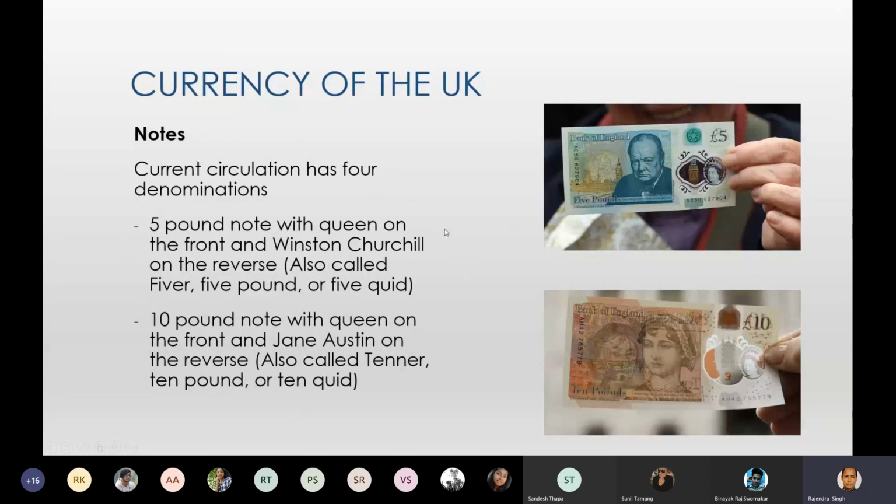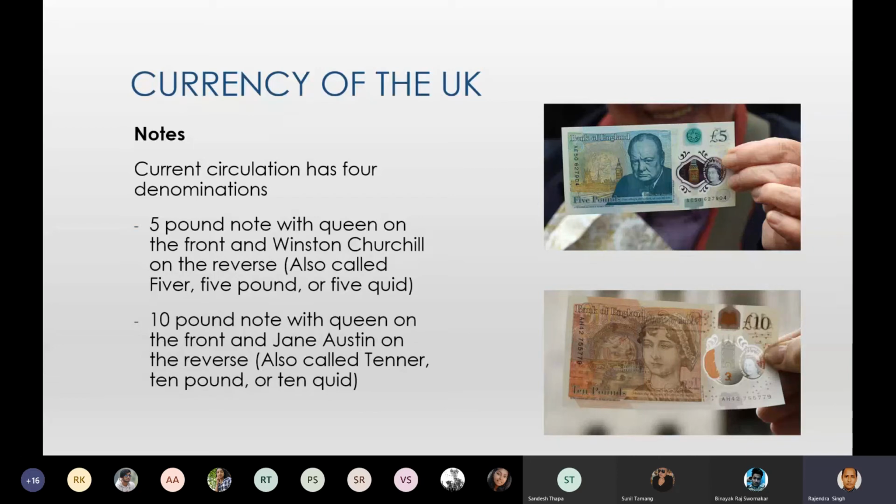Okay, so let's look at the currencies in the UK. Currently, there are only four cash denominations in the UK. Previously there were other pound denominations, but they are not in circulation anymore. Cash money used to be paper money. Now all the currencies are made of polymers or plastic. The first denomination, the lowest cash denomination currently printed, is the £5 bill or £5 note.